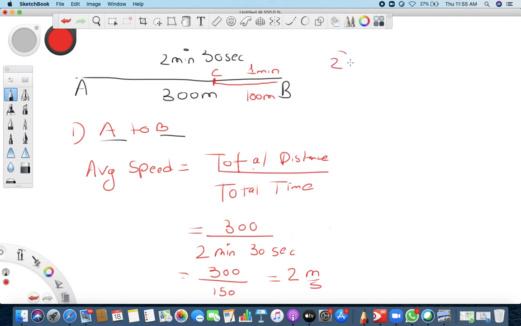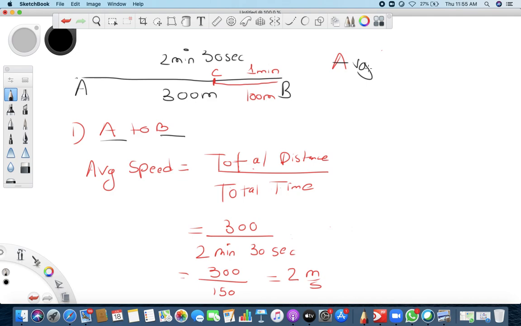Then we are going to find out average velocity. Now what is the average velocity? What is the difference between speed and velocity? I told you, what is difference? Speed is distance upon time taken and velocity is displacement upon time taken. Exactly. Speed is distance upon time taken and velocity is displacement upon time taken.